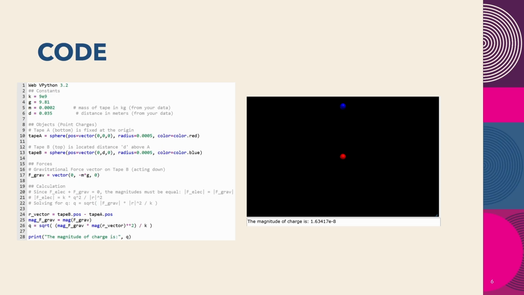I modeled the tapes as single point charges located at their centers. The code balances the gravitational force vector against the electric force vector. As you can see, the program output matches my hand calculations exactly, confirming the magnitude of 1.63 times 10 to the negative 8 coulombs.